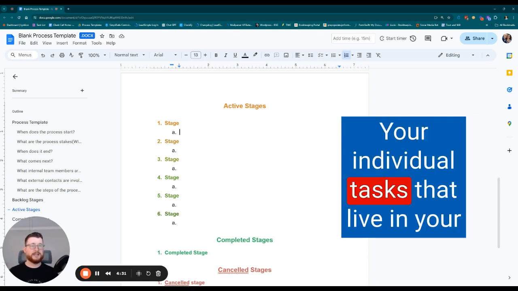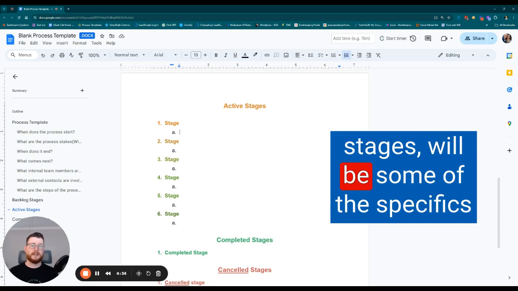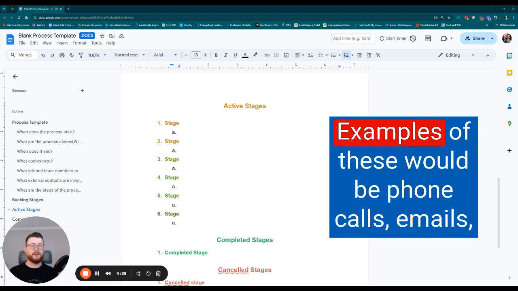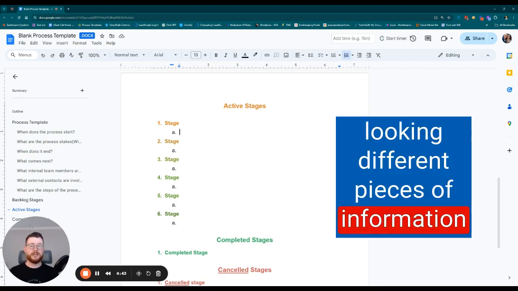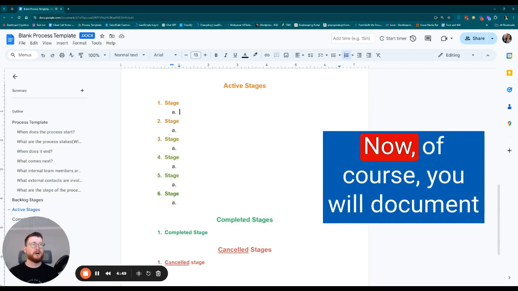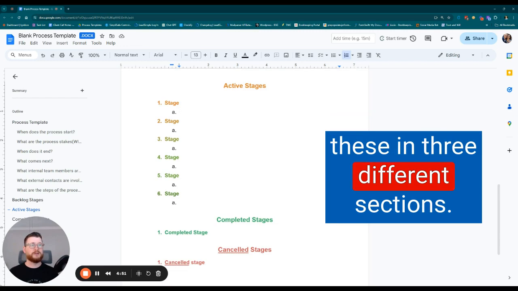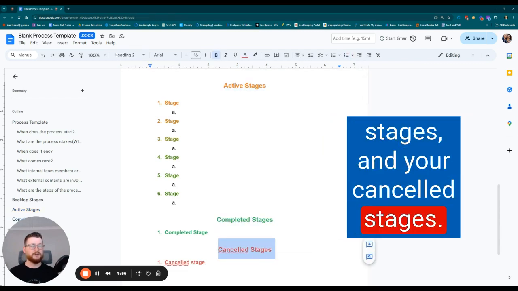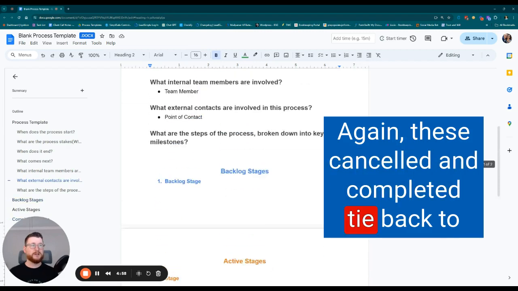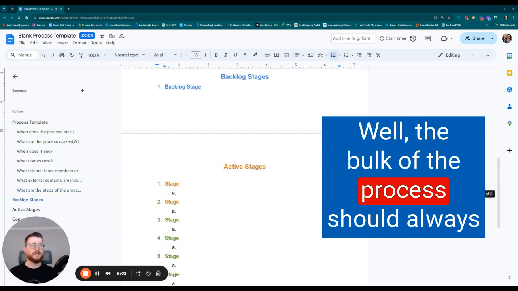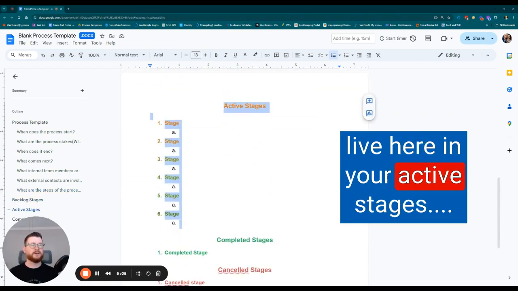Your individual tasks that live in your stages will be some of the specifics that need to happen in the process. Examples of these would be phone calls, emails, looking different pieces of information up, research, various kinds of tasks that can live here. Now, of course, you will document these in 3 different sections. You'll have your active stages, your completed stages, and your canceled stages. Again, these canceled and completed tie back to the outcomes that we talked about up here. Well, the bulk of the process should always live here in your active stages.